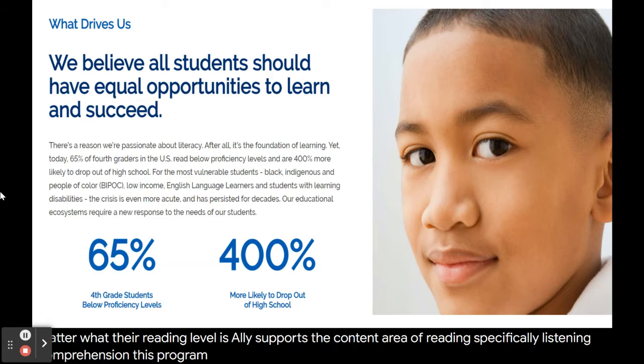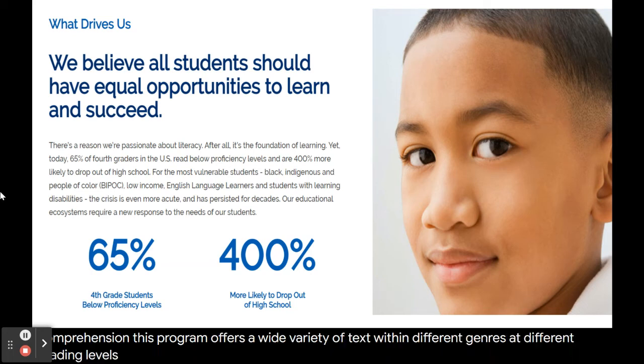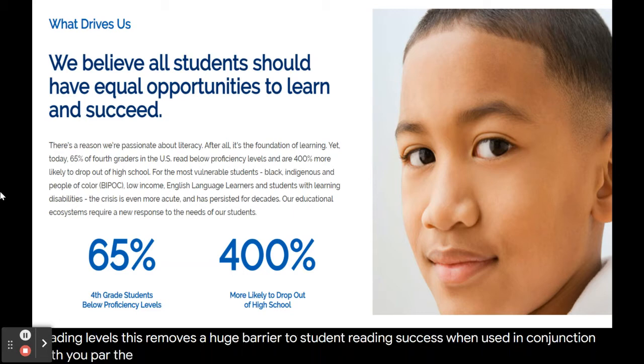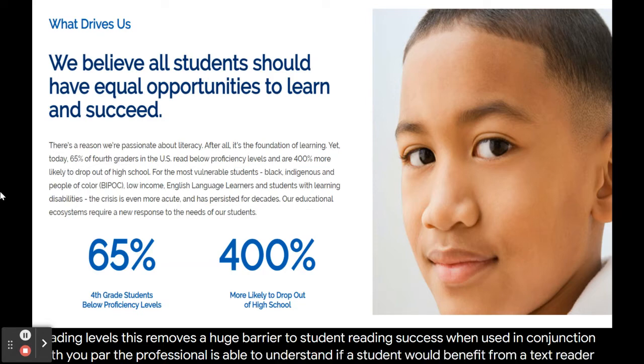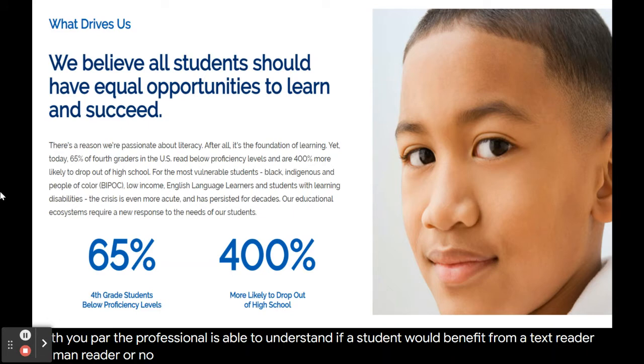This program offers a wide variety of text within different genres at different reading levels. This removes a huge barrier to student reading success. When used in conjunction with UPAR, the professional is able to understand if a student would benefit from a text reader, human reader, or no accommodation.